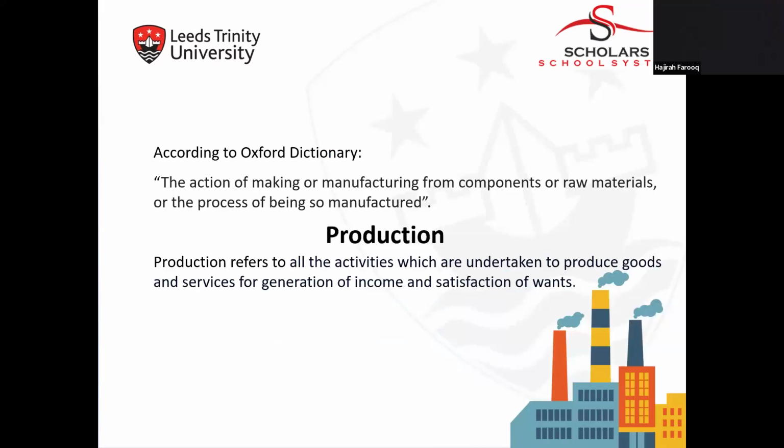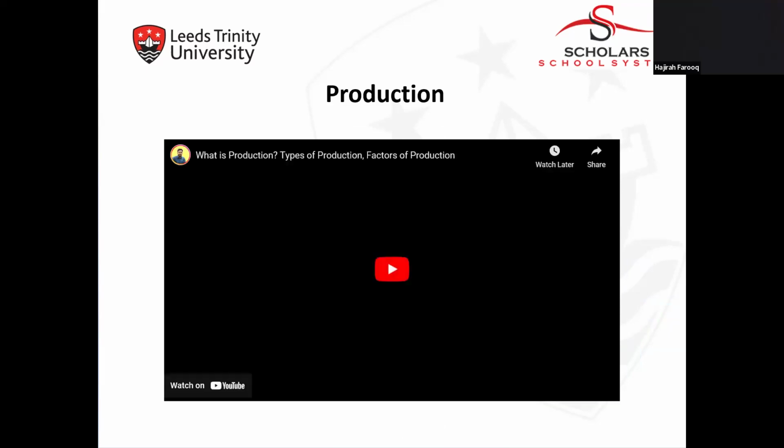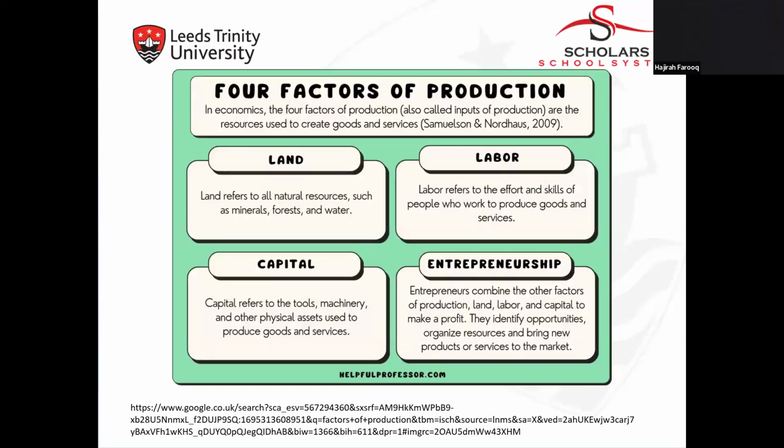And after an extensive discussion on the topic of logistics, we also watched a video about this topic for further understanding. And then we moved on to the topic of production. So we discussed that the production is the action of making or manufacturing from components or raw materials or the process of being so manufactured. And then we watched a video about production as well, as you can see here. And then we learned the four factors of production, which is land, labor, capital, and entrepreneurship.